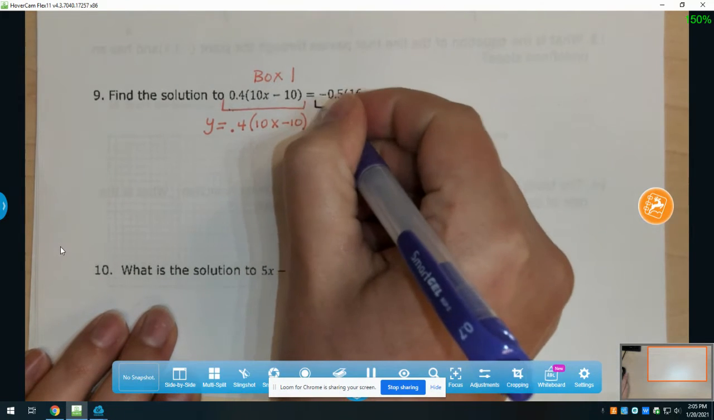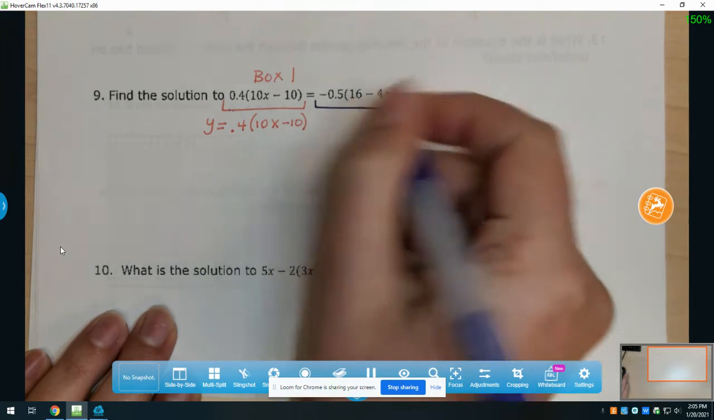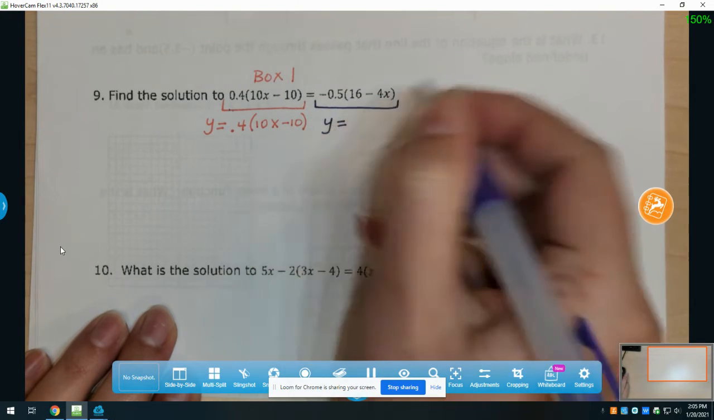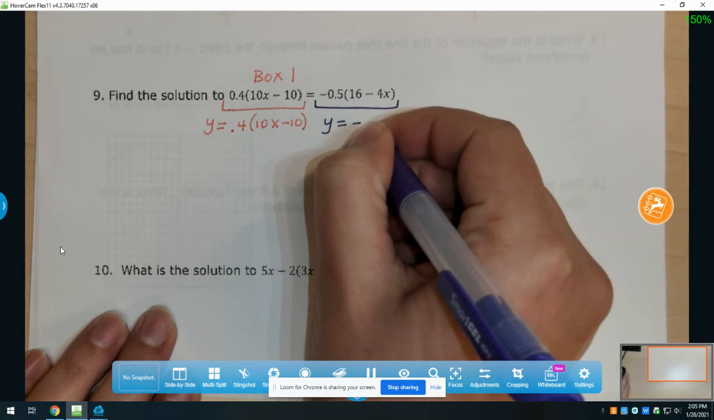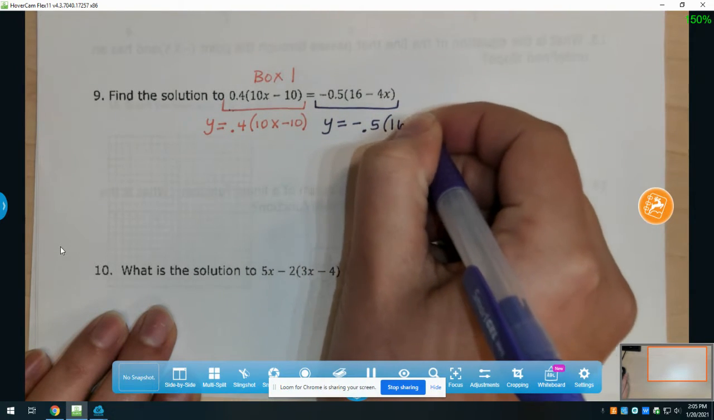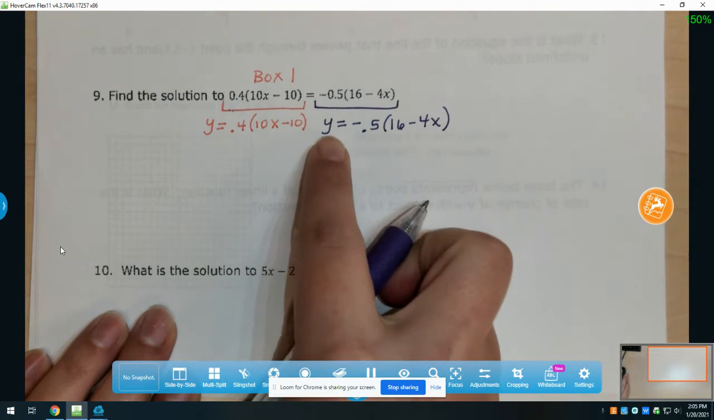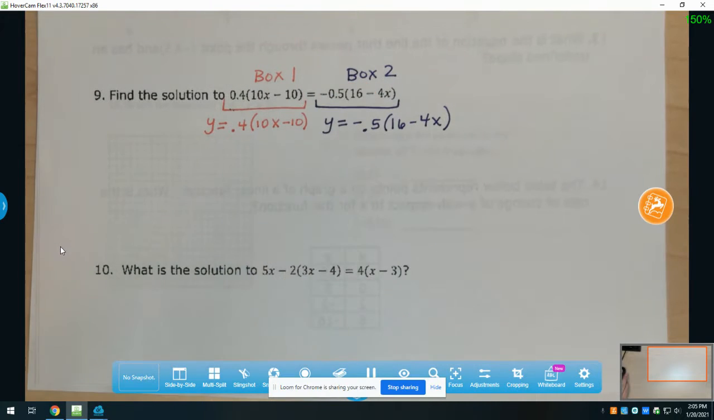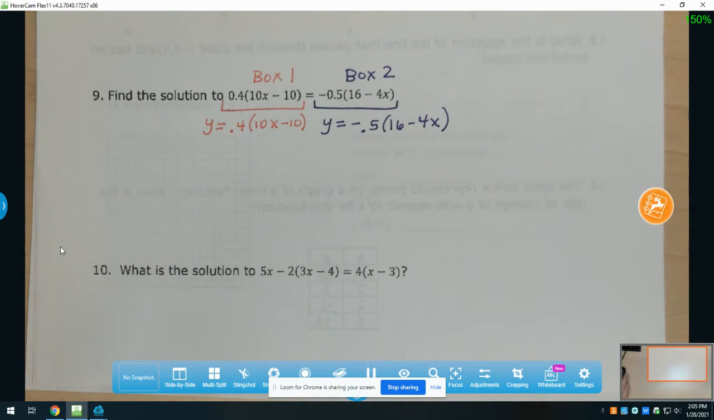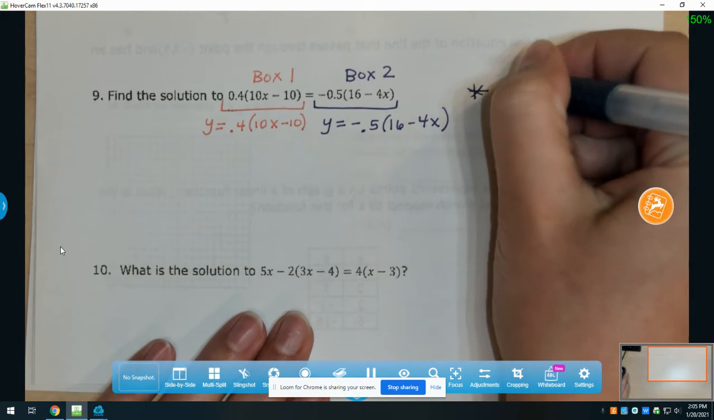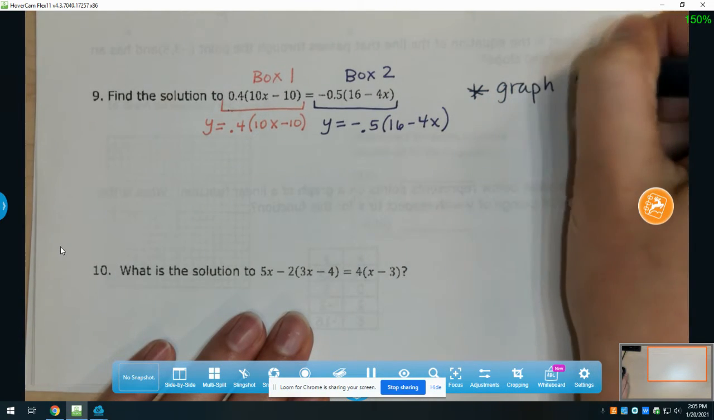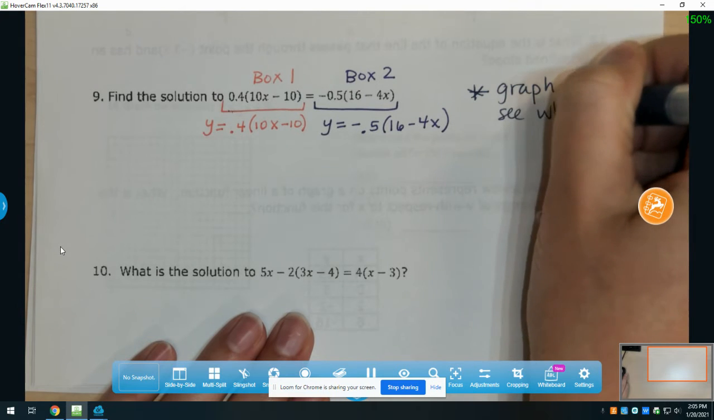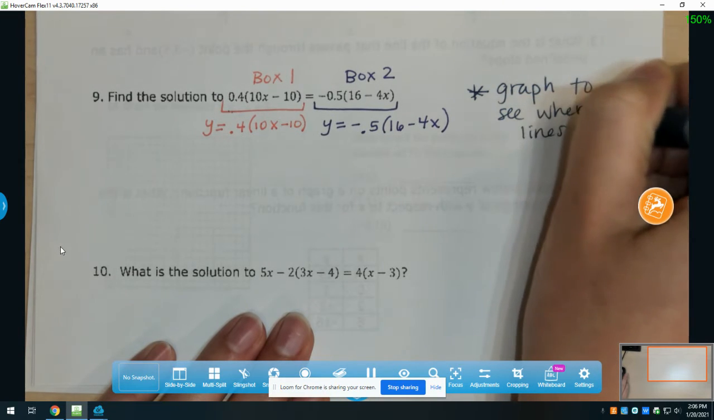On the other side, we'll put what the other half of our equation is. So we'll put the right side of the equal sign into Desmos as well. And so I'm writing the y equals just so you remember to type it in as a y equals. And then that's going to go in the second box in Desmos. And it's going to feel a little bit like systems of equations because we're going to graph these in Desmos and see where the lines cross. So graph to see where lines cross.